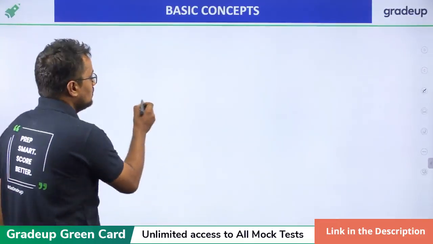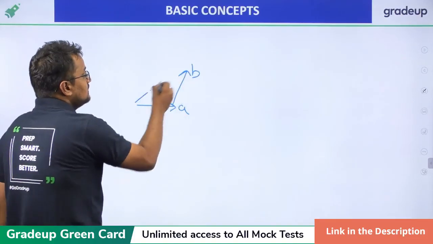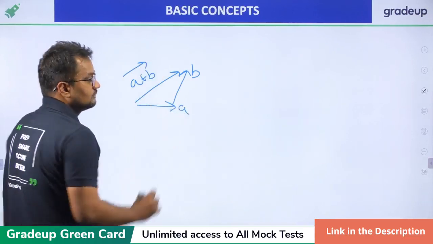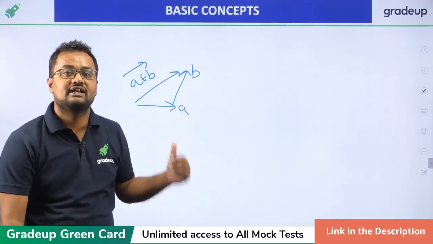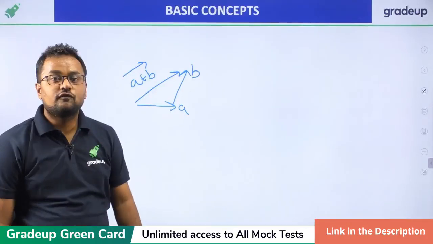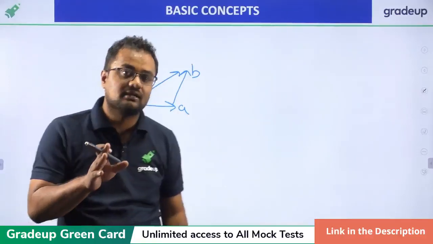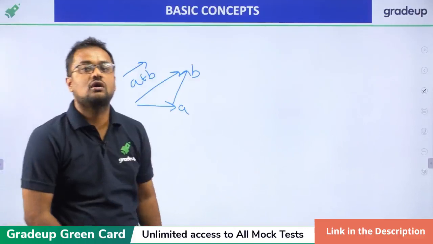But they don't follow the parallelogram law of addition. What is the parallelogram law of addition? Suppose this vector is A, suppose this vector is B, then this vector is A plus B. We all know that. But stress does not follow this parallelogram law of addition. Therefore, stress has a magnitude, it has a direction, but they don't follow the parallelogram law of addition. Therefore, they are called tensors.